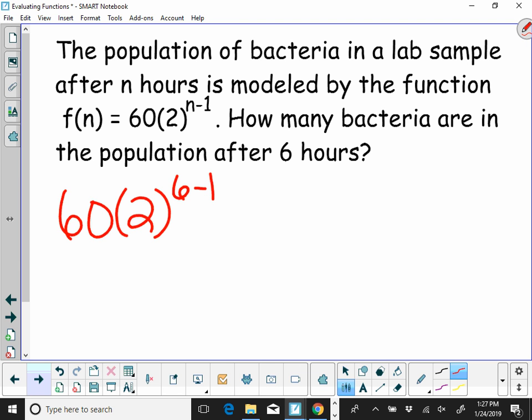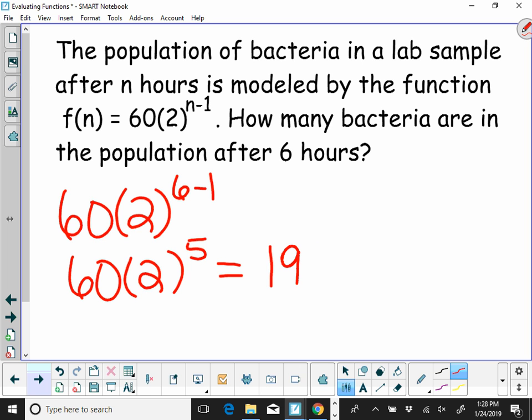Y'all, I would love it. This just makes me happy. If when we go to our calculator, if we don't type in 6 minus 1, because we already know that 6 minus 1 is 5, it would make your life a lot easier if you just type in 60 times 2 to the 5th. Okay? We all know that 6 minus 1 is 5. 60 times 30 is 180. What is it? 192. 1920.